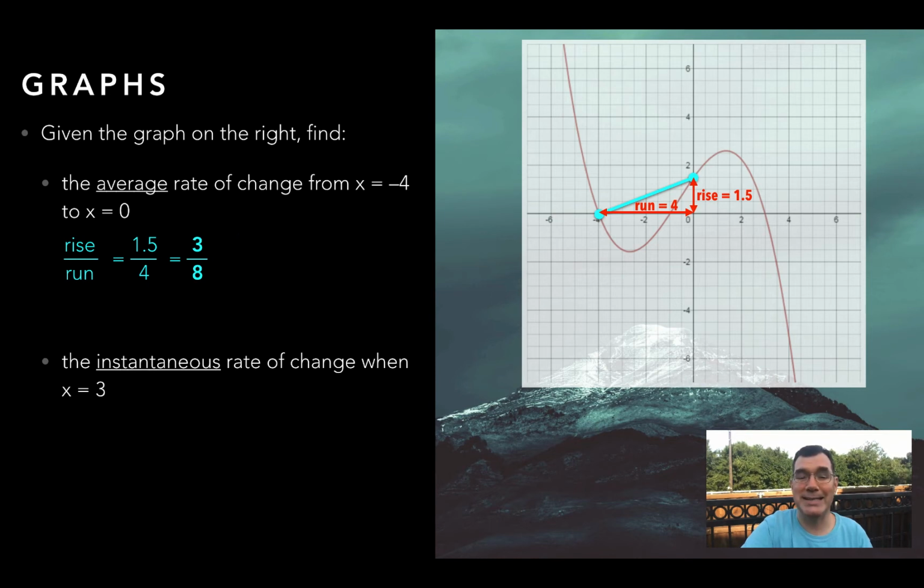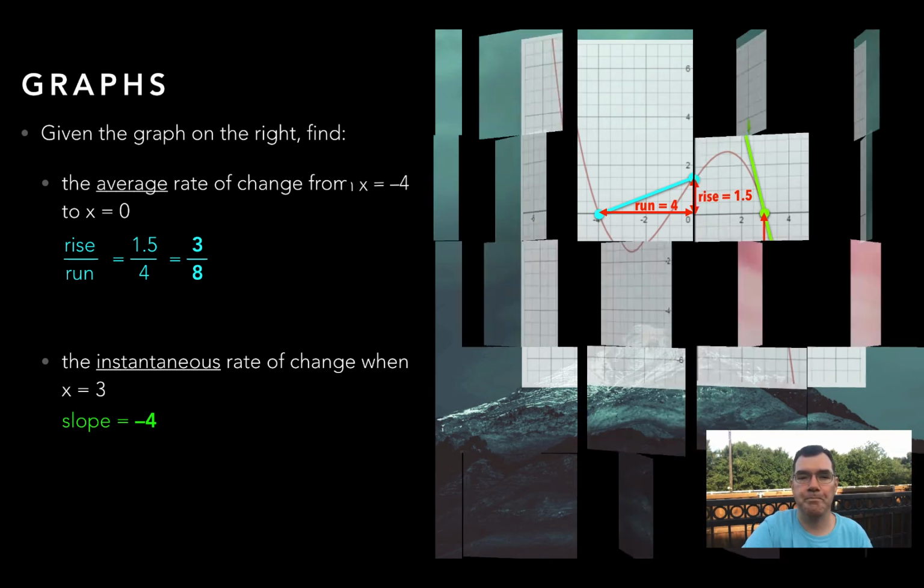If I wanted an instantaneous rate of change, say at x equals 3, I would do my best to draw a tangent line there, and I would approximate what the slope of that tangent line would be. So I'd find the rise and the run for that tangent line, and I would get negative 4 over 1, which would be negative 4.